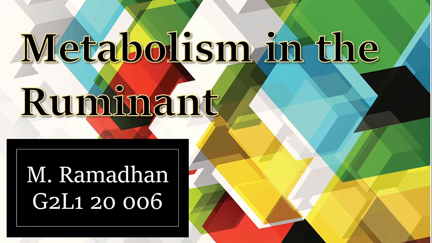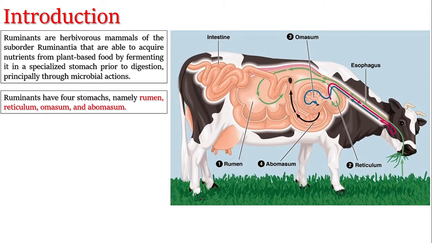The digestion process in the ruminants is completely different from humans. The general process of food digestion begins from the mouth to the food pipe, from the stomach to the intestine, and continues. In the ruminants, this process is completely different.